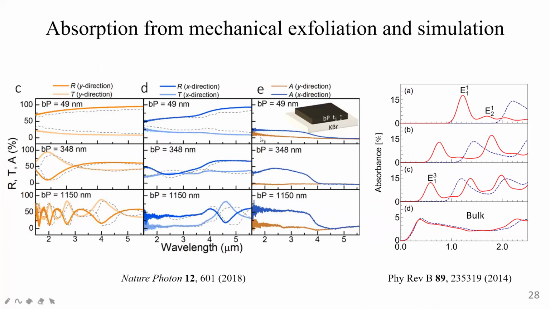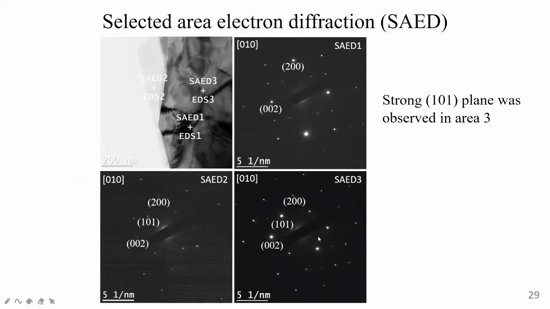And if we compare with the mechanically exfoliated BP, for example, clearly an absorption edge could be observed, and the absorption in this area is quite high. And also from the simulation, the absorption is much higher than what we have observed from the liquid exfoliation. So to understand that question, we have measured the TEM of the black phosphorus nanoflakes from liquid exfoliation.